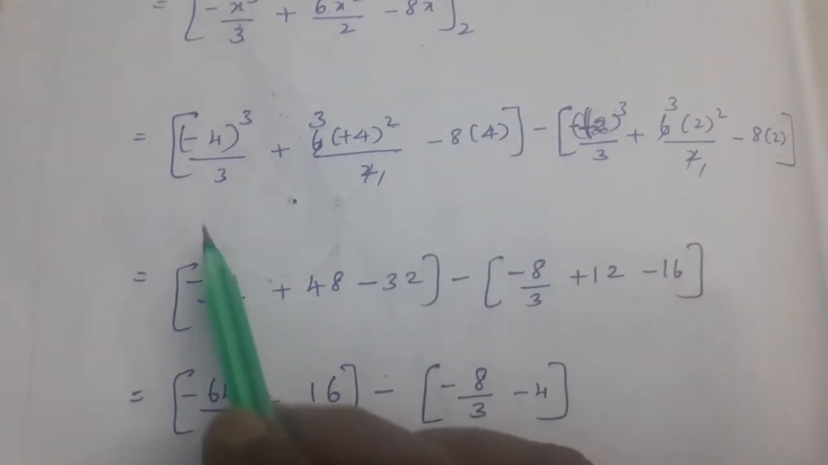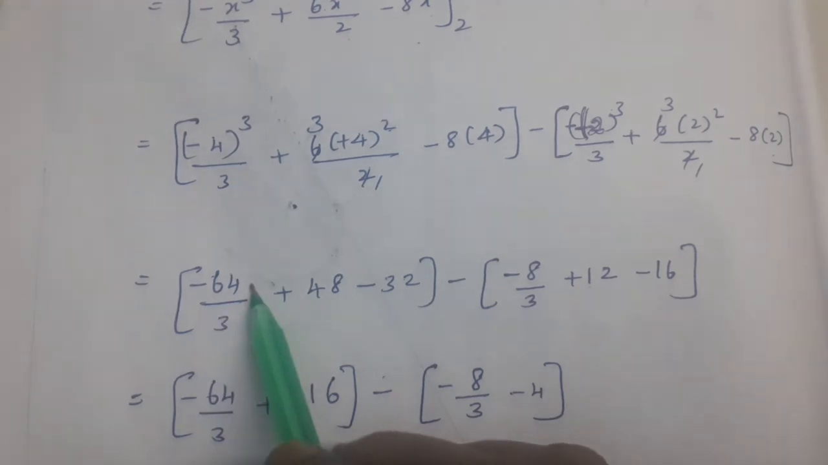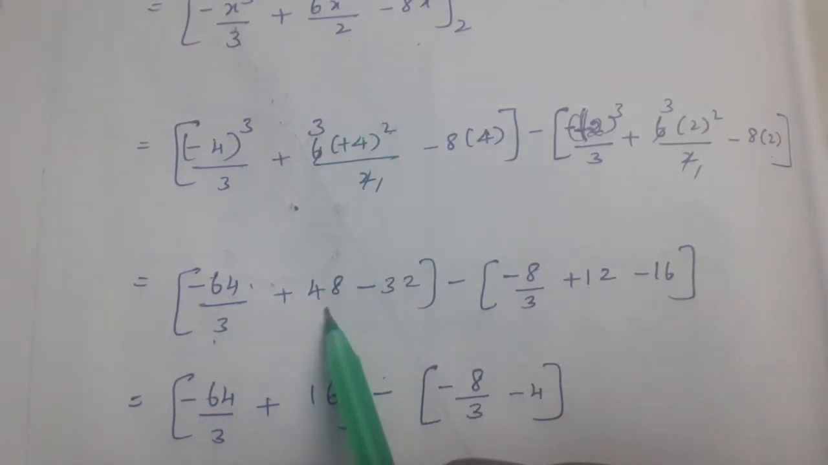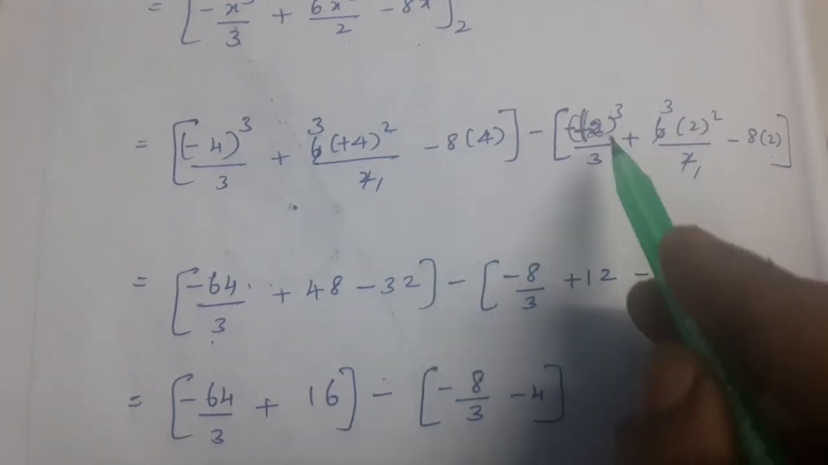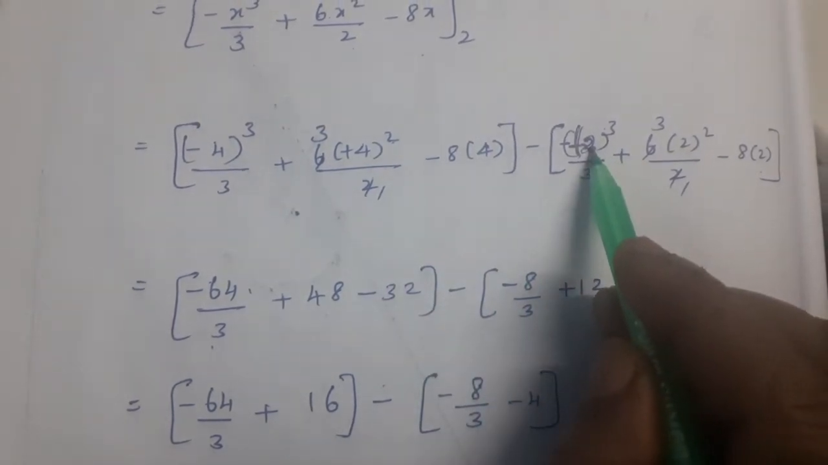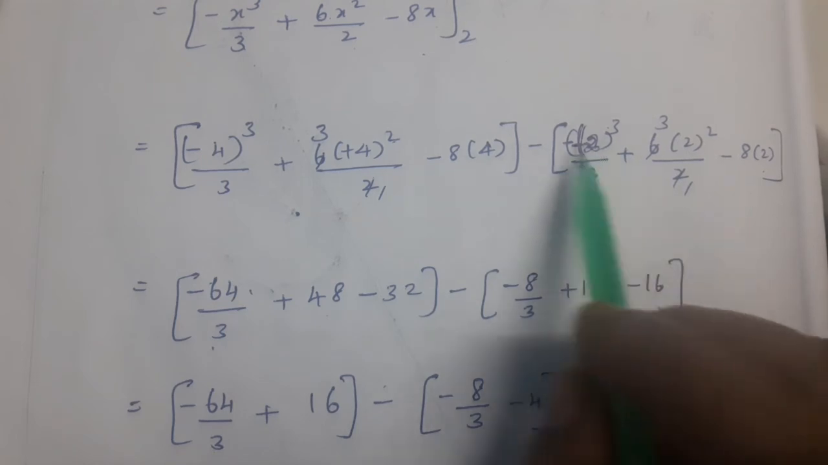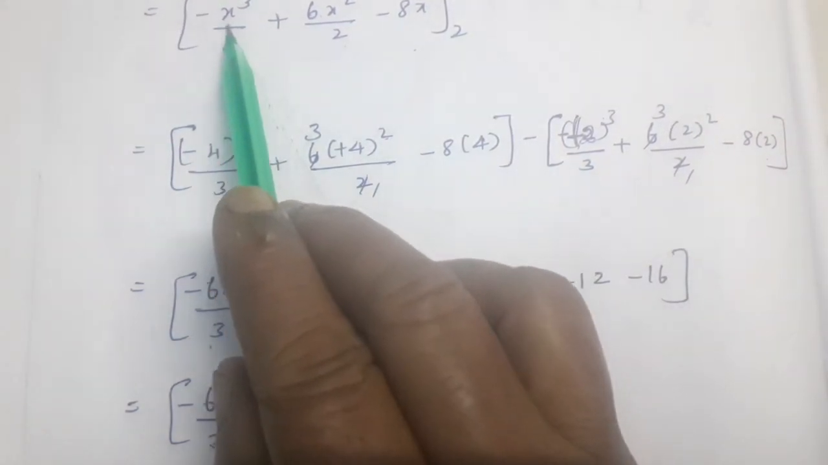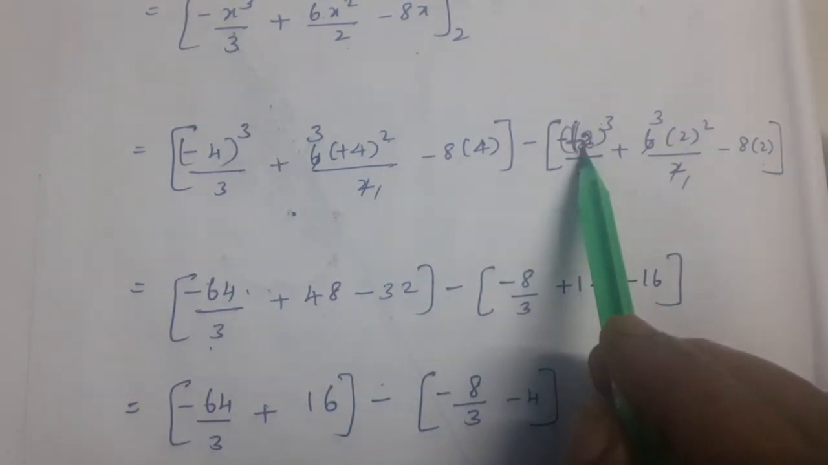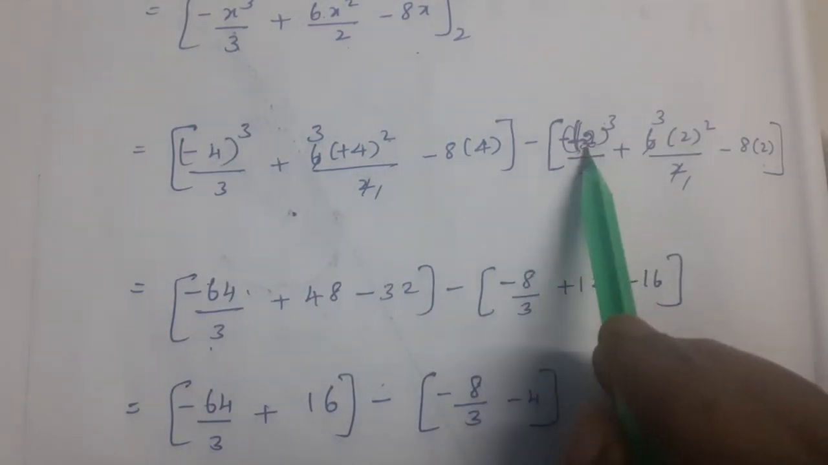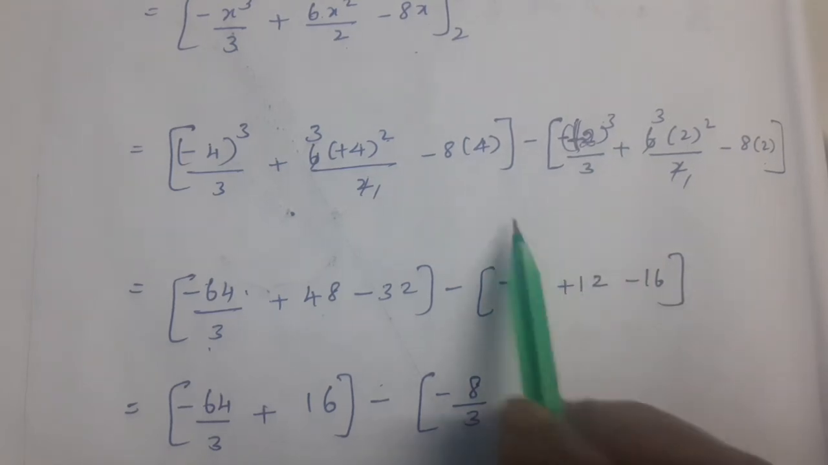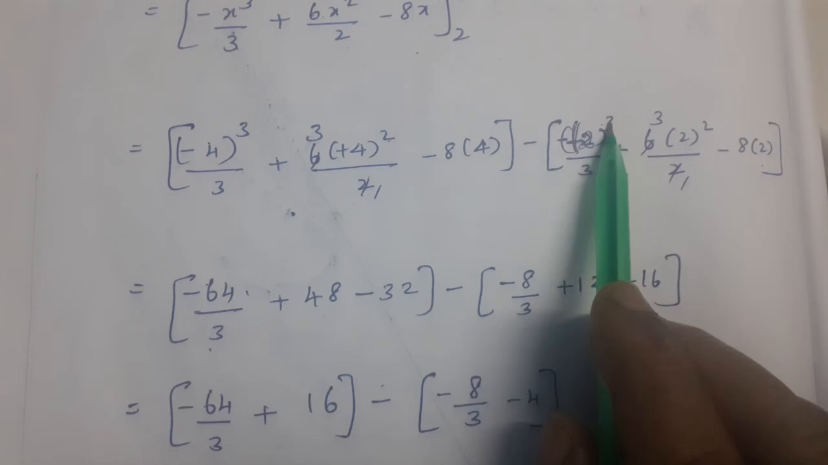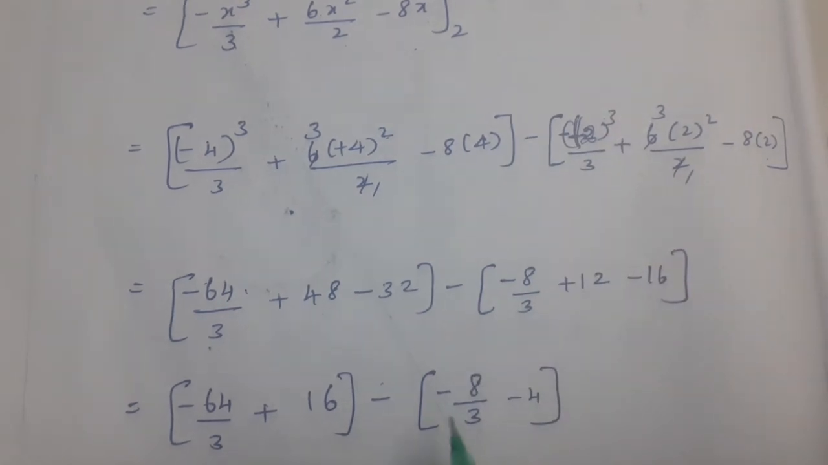So here, what? Minus 4 the whole cube is minus 64 by 3, plus 4 square is 16, 16 into 3 is 48, minus 8 4s are 32. This is what? Minus 2 cube. Instead of x what you are substituting? What is our lower limit? X cube by 3. So x cube, minus 2 whole cube is minus 8 cube. So here, 2 cube. Minus into minus already plus only.